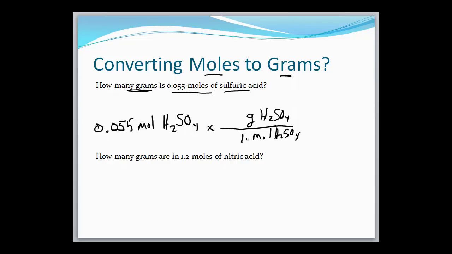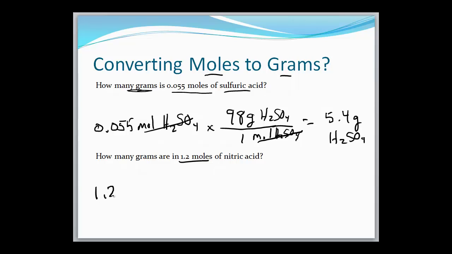1 mole. Let's add up the molar mass. 2 plus 32 plus 4 times 16 gives us 98 grams of H2SO4. Our moles cancel. 0.055 times 98 gives us 5.4 grams of H2SO4. We can do the next one.